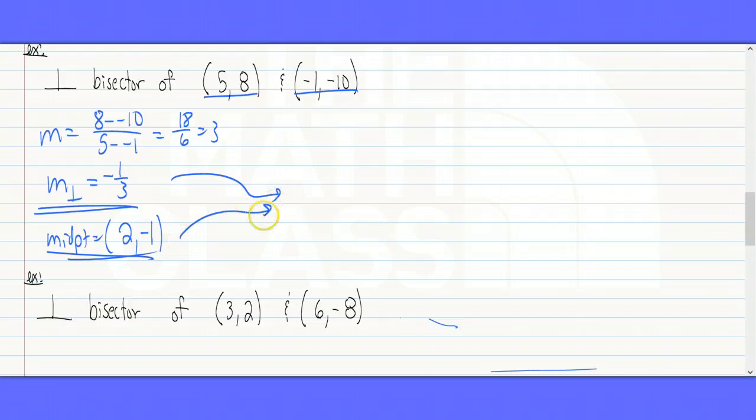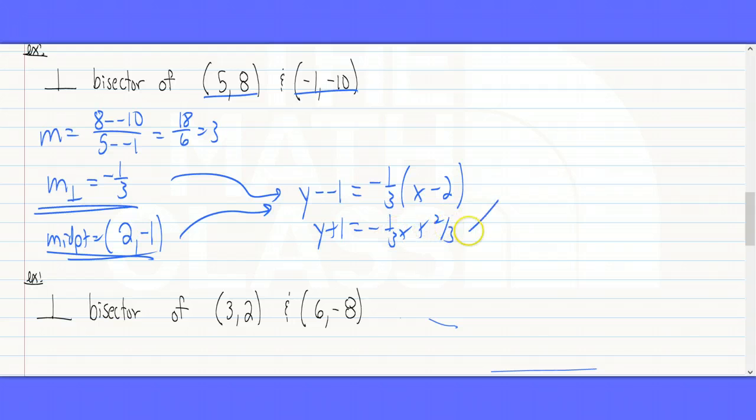Now we're going to write the equation of the line that has this point and has that slope. So y minus negative 1 equals negative 1/3 times x minus 2. y plus 1 equals negative 1/3 x plus 2/3. Subtract 1 from both sides, and you end up with y equals negative 1/3 x minus 1/3.